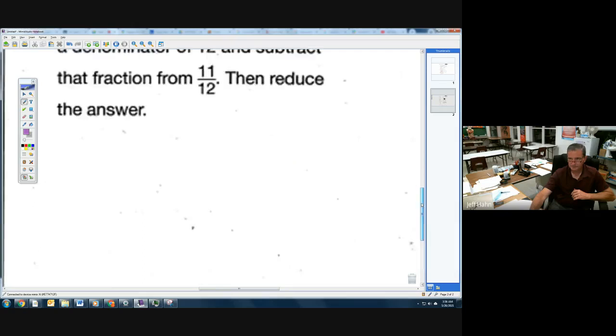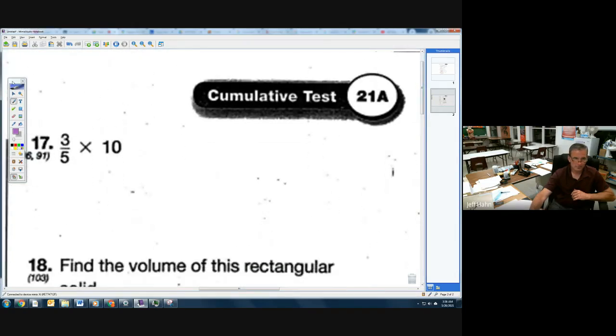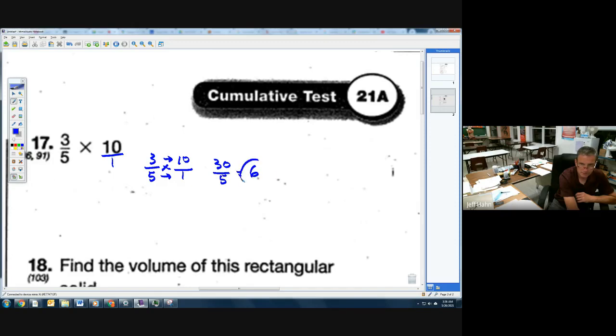4 more problems here. Let's see what we got. Problem number 17, a multiplication problem. You need to make this a fraction by putting it over 1, so you end up with 3/5 times 10 over 1. You multiply across, it ends up being 30 over 5, and then 5 goes into 30 6 times.